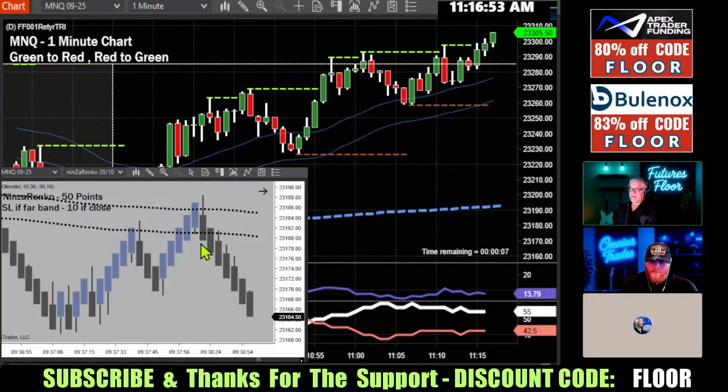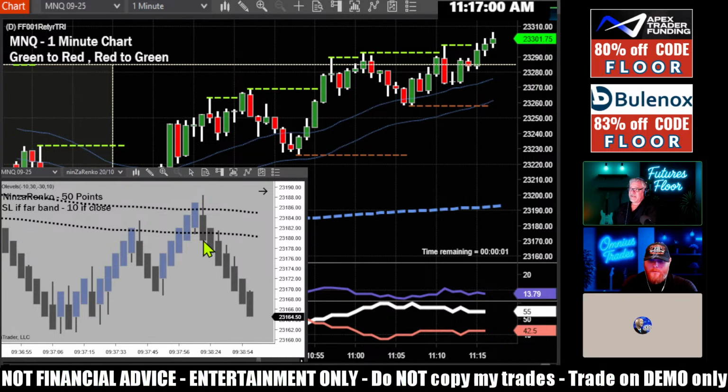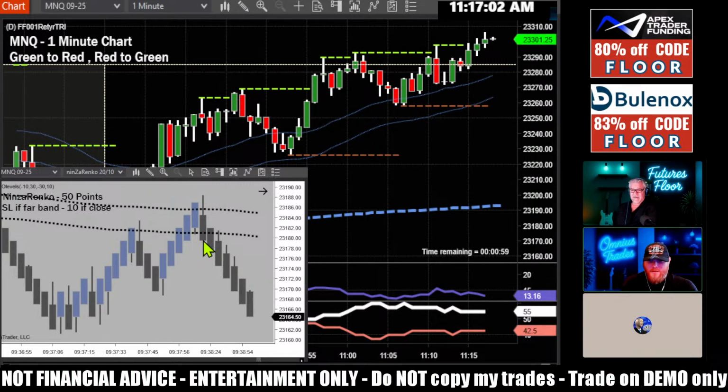We touched the upper band. We got the continuation bar. I'll wait for it to catch up on the stream. There it is on my stream. So what about the one before? No, it didn't touch the upper band. So it hasn't touched the upper band.